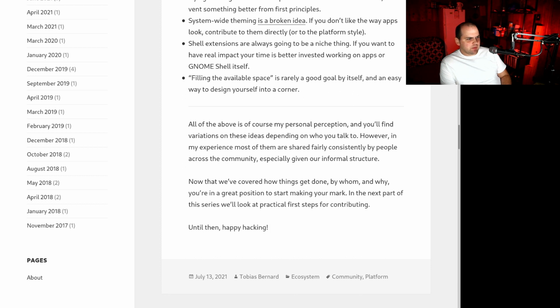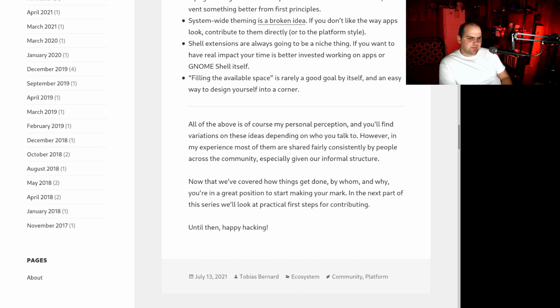"Filling the available space is rarely a goal by itself, an easy way to design yourself into a corner." Okay. I use an ultra-wide monitor. Why do I use an ultra-wide monitor? Because I didn't have enough space on a traditional monitor. I use GNOME on it, and GNOME 3 and GNOME 40 aren't the best for it. I'm just going to say that now.